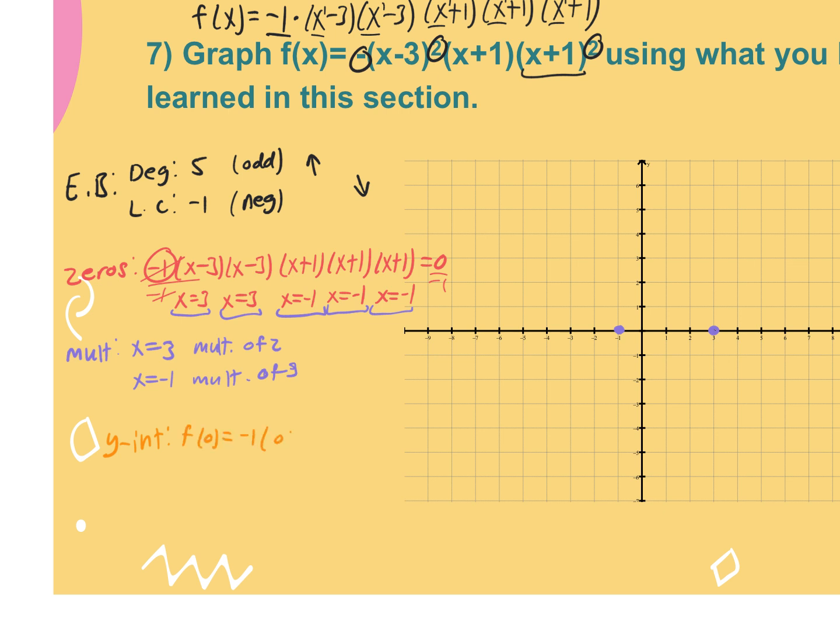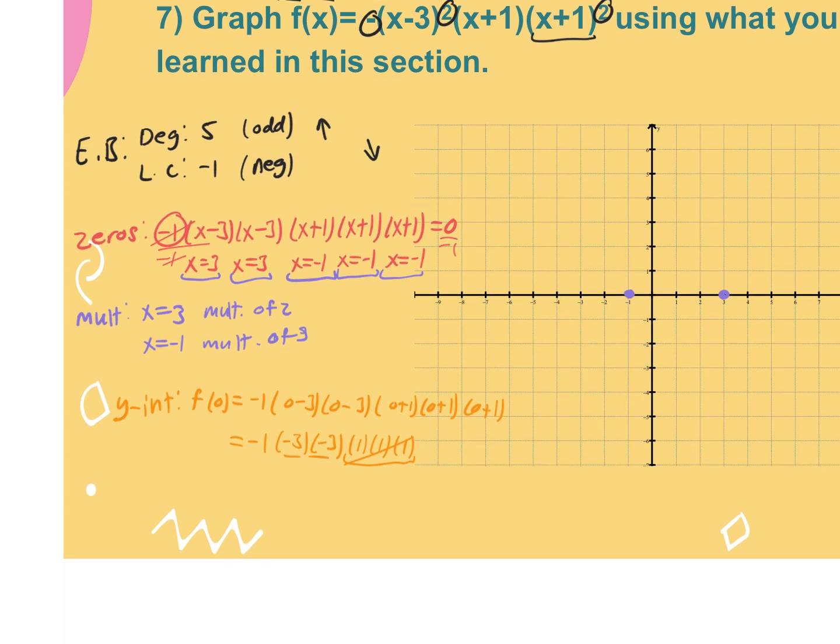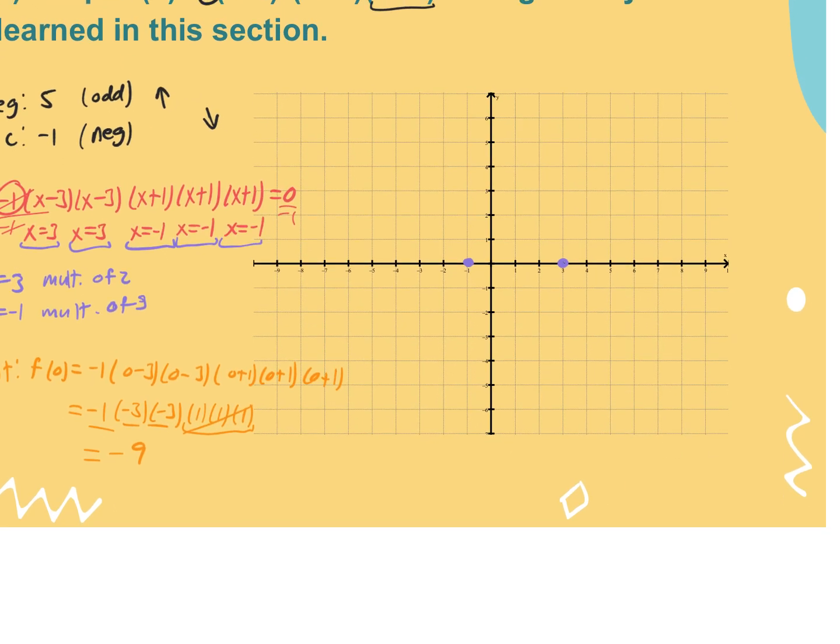Right, so we get -1 times (0 - 3) times (0 - 3) times (0 + 1), (0 + 1), and (0 + 1). Right, so we get -1 times -3 times -3, and then we just get a bunch of 1s. And 1 times 1 times 1, that's just 1. And -3 times -3 is 9, and 9 times -1 is going to get us a -9. So our y-intercept is going to be all the way down here at -9. It's going to go off our graph a little bit.